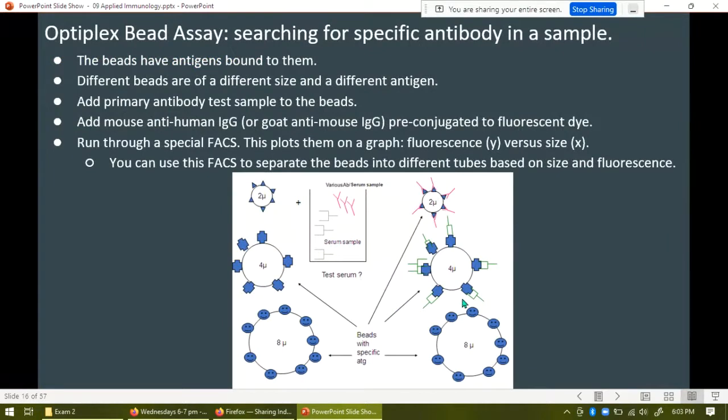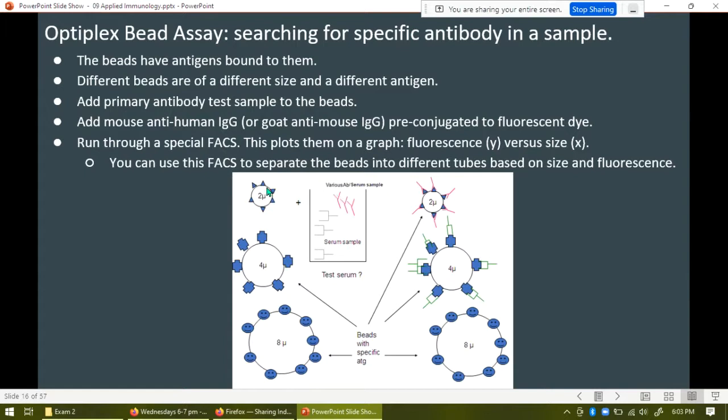Then we have the Optiplex bead assay, which was invented somewhat recently. The Optiplex bead assay is usually used to look for a specific antibody in a sample. What it consists of is you have beads of different sizes. For example, 2 micron, 4 micron, and 8 micron beads. And the beads are coated with antigens of different kinds. So each bead of a different size has a different antigen. So what you're going to do is add your primary antibody test sample. You don't know if it contains the antibody or not, but you're going to add it to the beads.